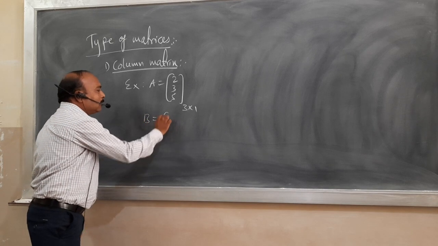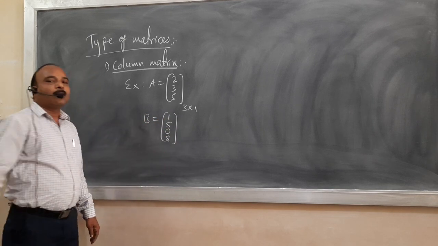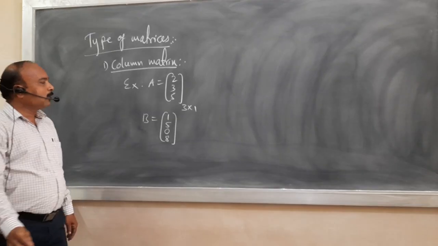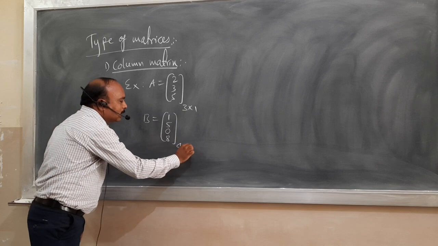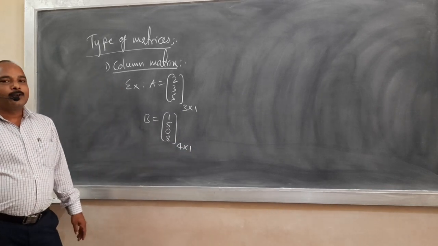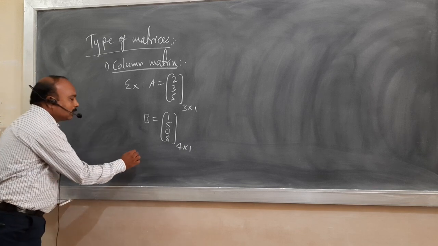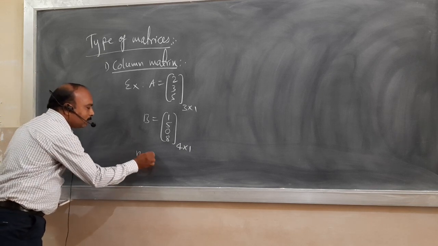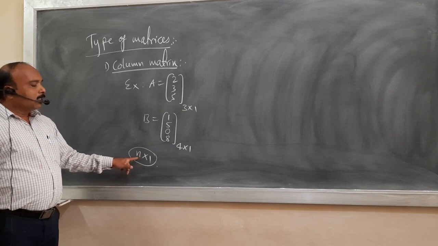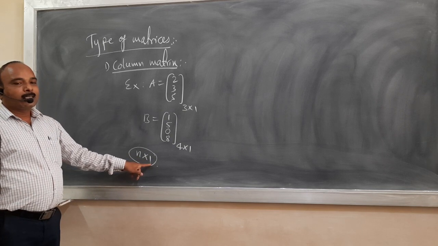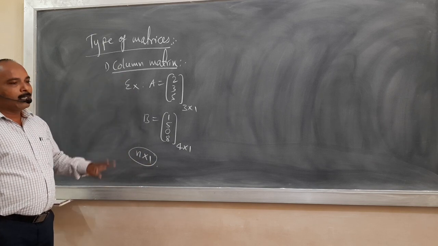Similarly, if you take 1, 5, 0, 8, it is also a column matrix. Here we observe that it has 4 rows and 1 column, and its order is 4 by 1. In general, the order of any column matrix is n by 1, where n stands for rows and 1 stands for the column.